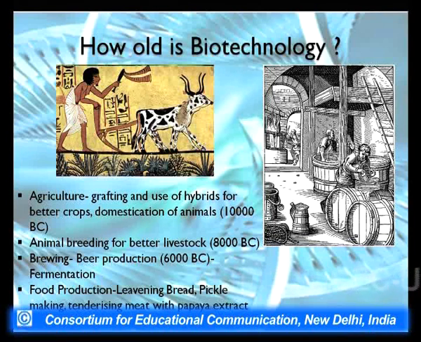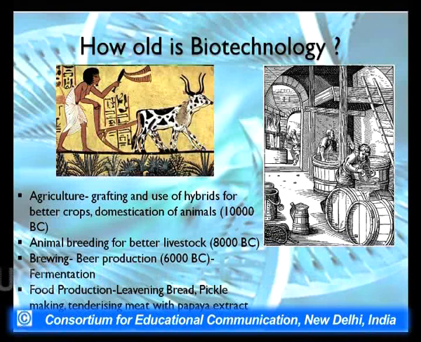Now think about the domestication of animals. It almost started around 10,000 BC. We had sheep, goat, dog, all domesticated. Then domestication of food crops. We started using barley, we started using maize. It's technically biotechnology. We are using natural beings for our own betterment. Then in agriculture, the grafting, use of hybrids for better crops, animal breeding for better livestock.